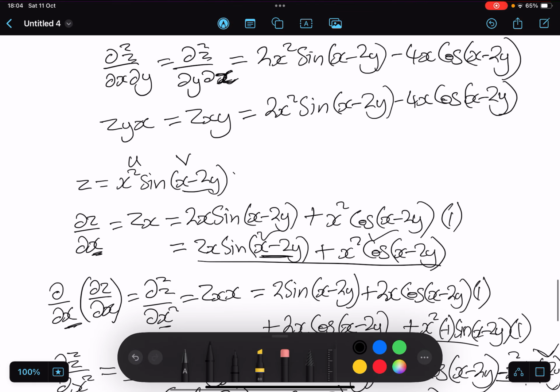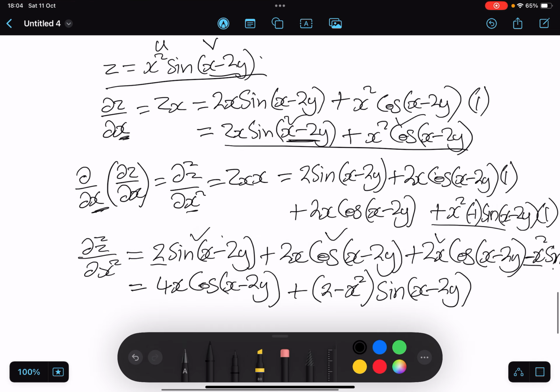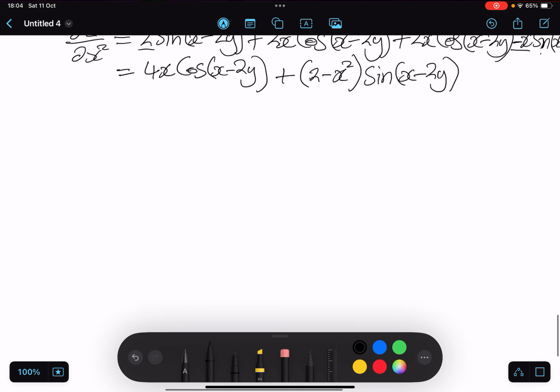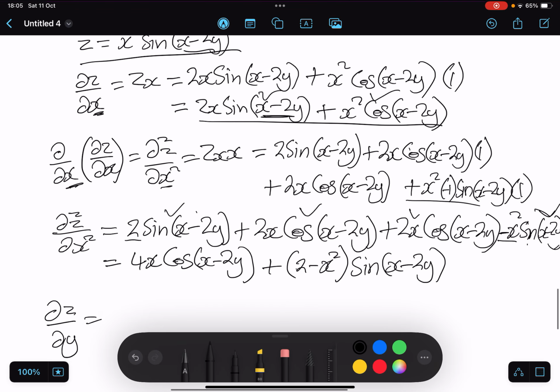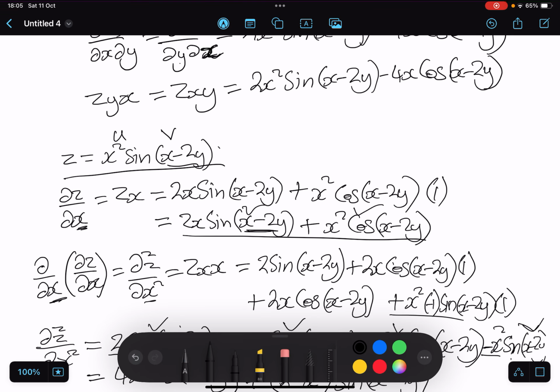So let's differentiate the same function again with respect to y twice. That's what we're going to do. So this is what we have. dz dy is going to be what? This is our function we're differentiating with respect to y, which means x is a constant.